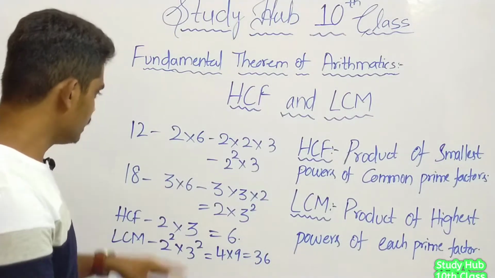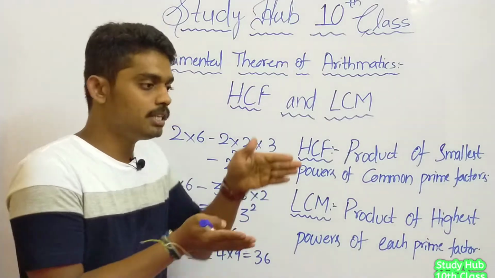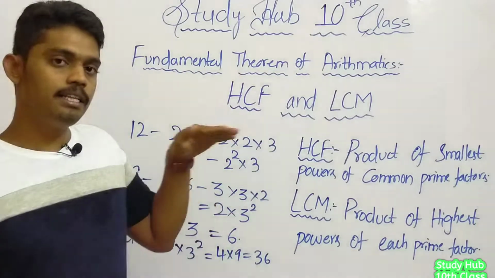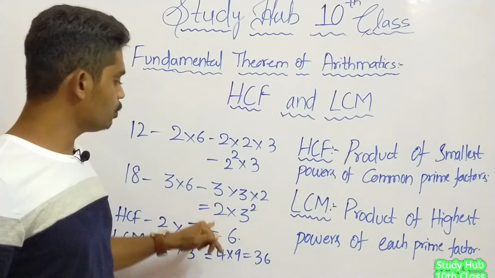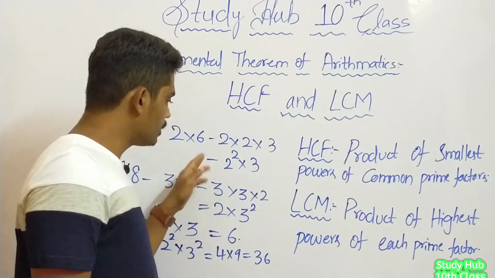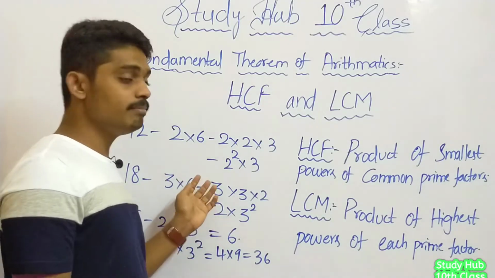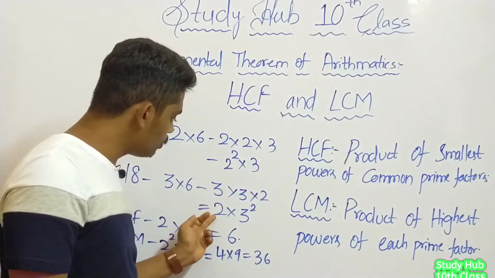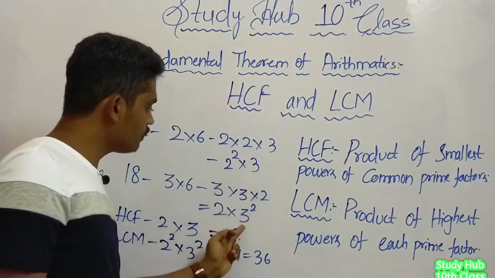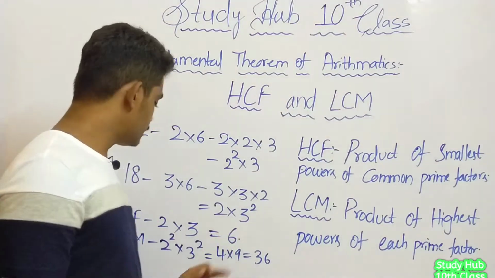Friends, are you clear with this? For HCF we take the smallest power of common factors. Means when we take 12 and 18 and reduce them to prime factors, the factors which are common should be present in 12 and also in 18. And out of them, the one having the lowest power, that we consider. The product of them is the HCF.